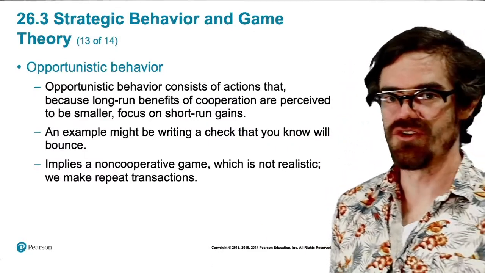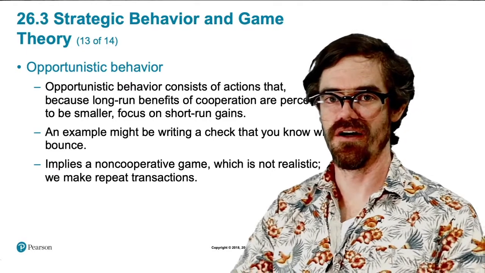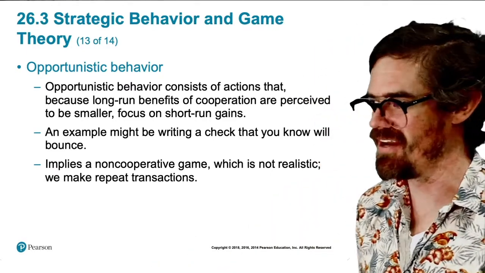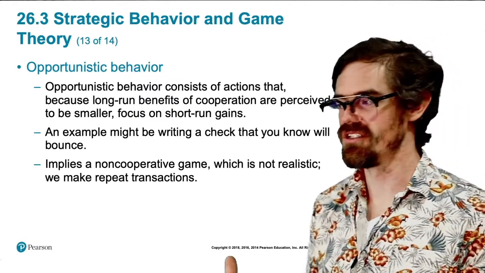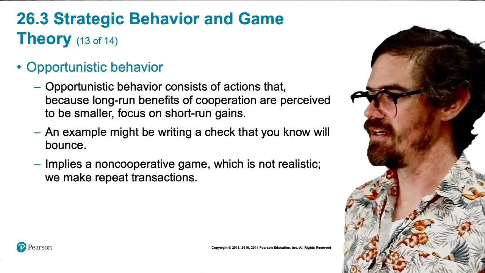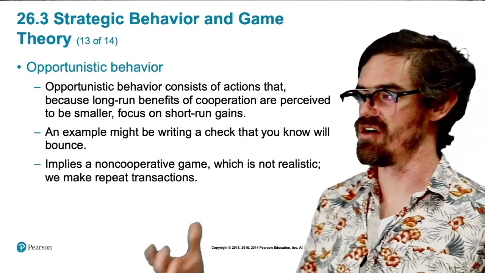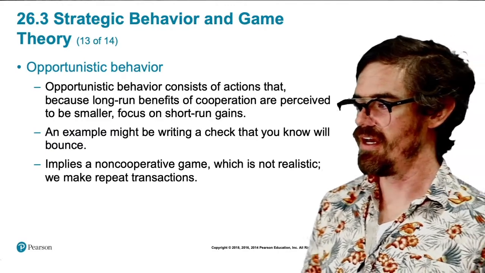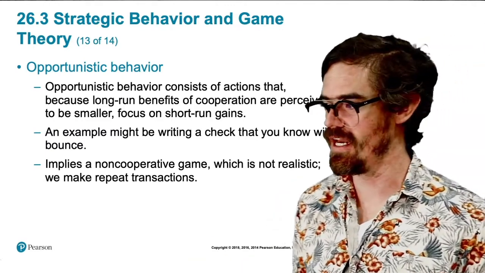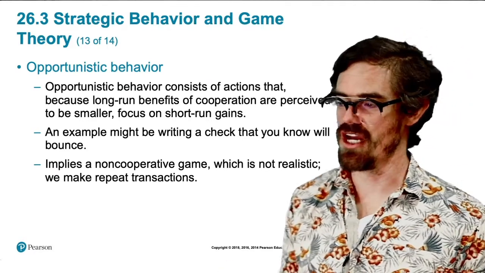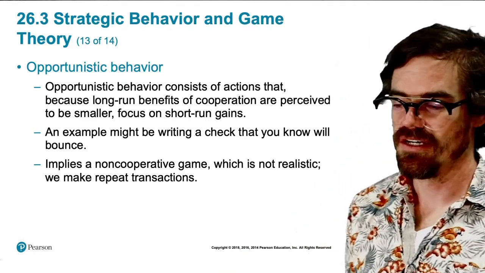Now, these types of situations give rise to opportunities for opportunistic behavior. So opportunistic behavior is this sort of scenario. It consists of actions that, because of long-run benefits of cooperation, are perceived to be smaller, and there's a focus on short-run gains. So an example of this might be writing a check that you know will bounce.